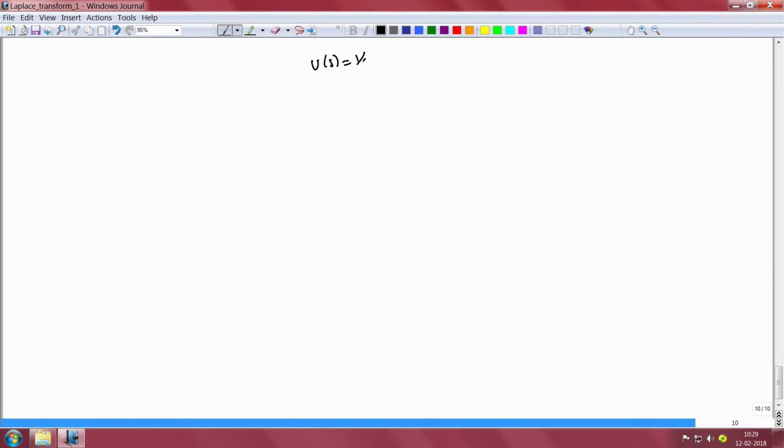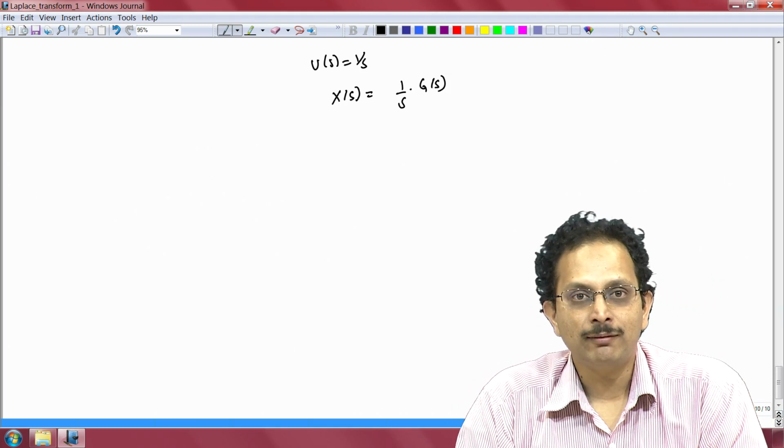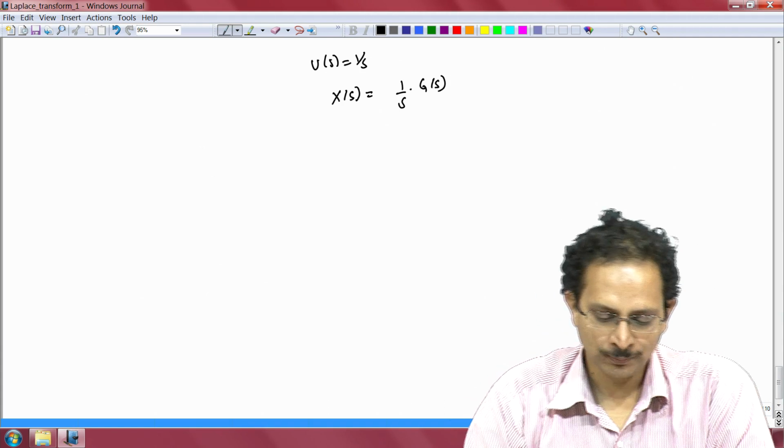So, let us assume that you apply a step input to your system, in other words u of s is equal to 1 over s, then the response of your system is going to be given by x of s is equal to 1 over s times g of s, where g of s is the transfer function of your system.